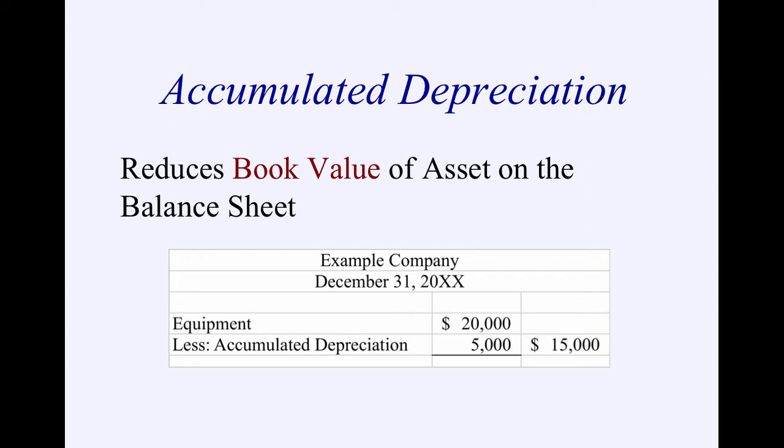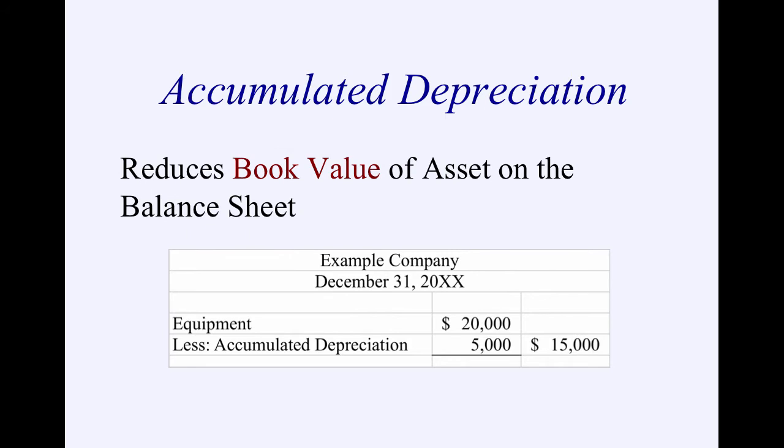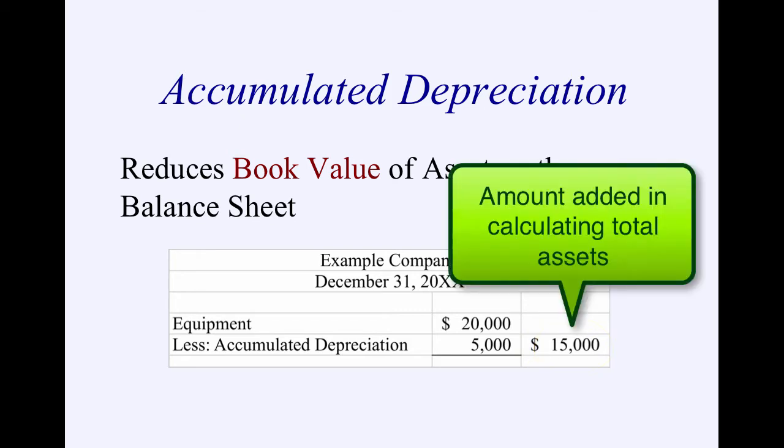To illustrate book value, I have prepared an example. In this example, we have equipment that costs $20,000. At this point, our accumulated depreciation on the asset is $5,000. Accumulated depreciation is reported on the balance sheet and will get larger each year. In this example, the book value of our asset is $15,000. In calculating total assets, the $15,000 will be used, not the $20,000 cost.